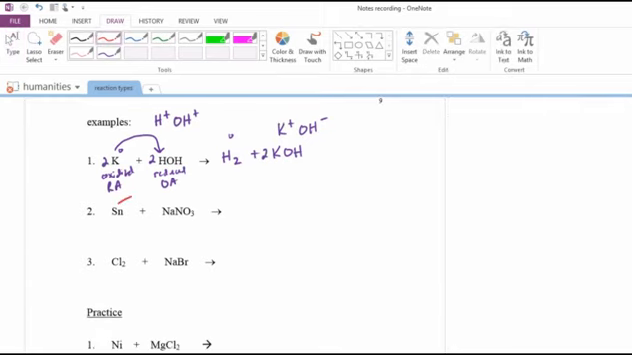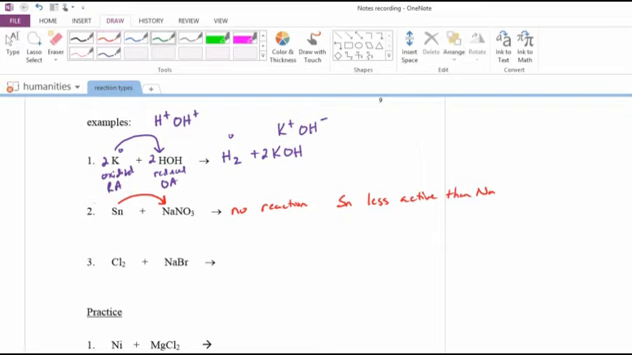Now in this one, tin would replace sodium. It is no reaction because tin is less active than sodium. So it would be as exciting as dropping a paperclip in a cup of water.